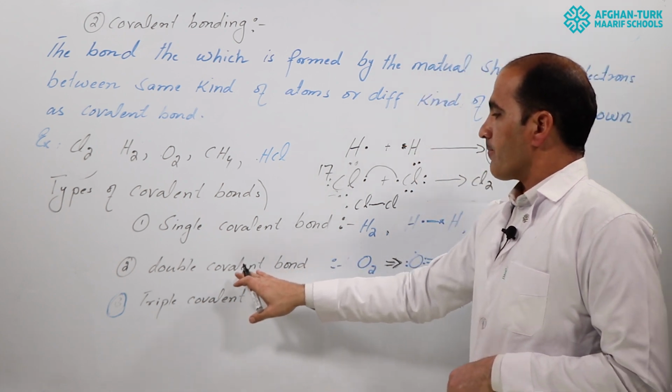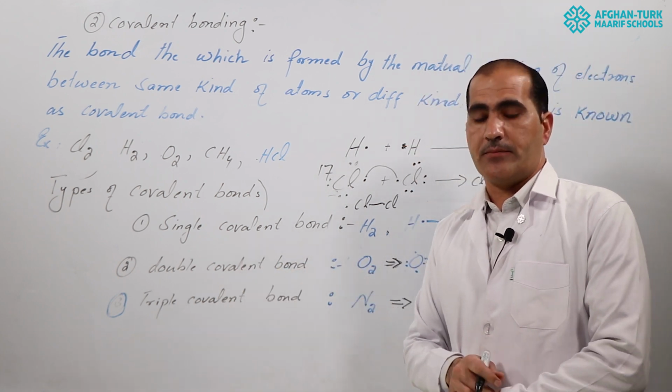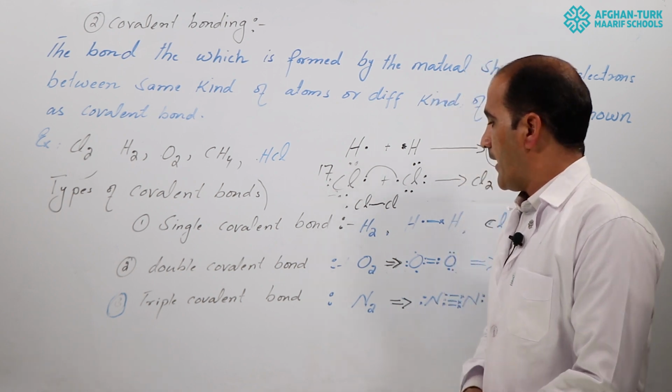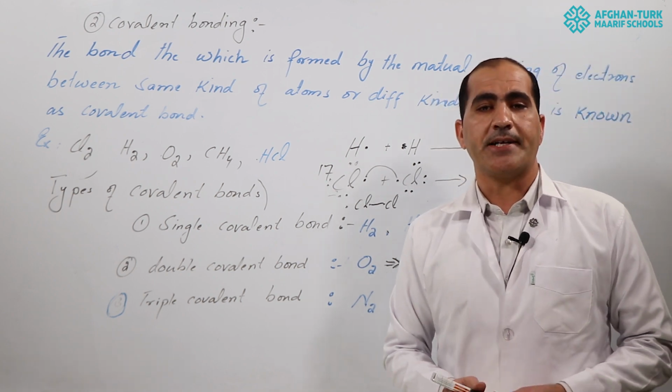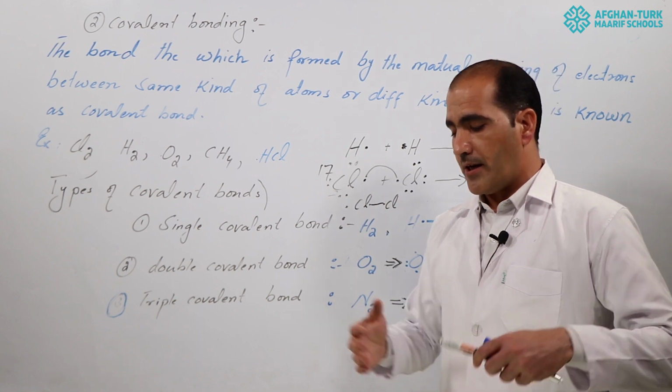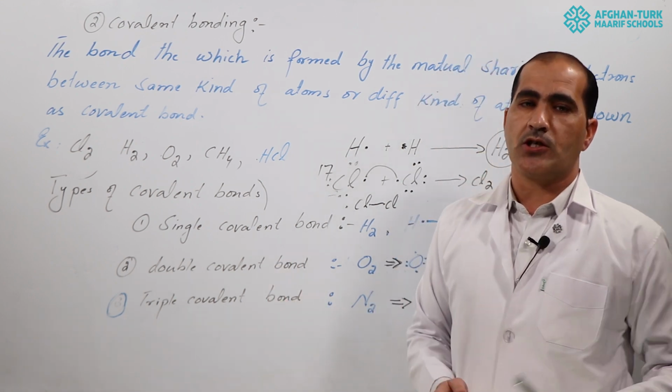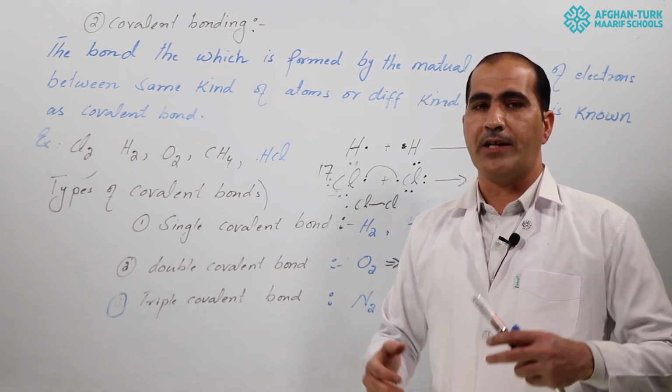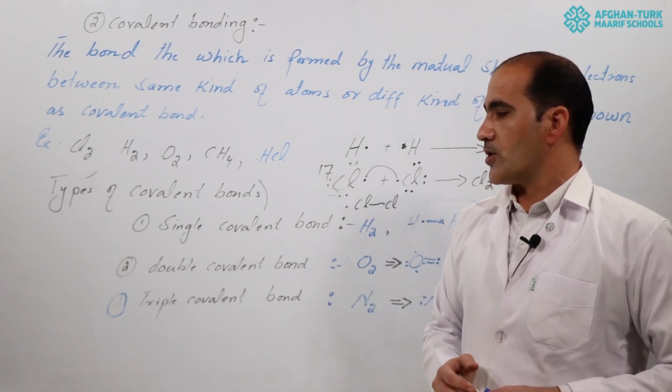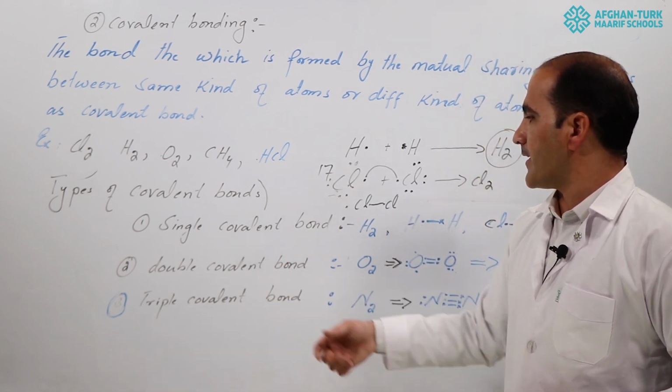The second one is the double covalent bond. What is a double covalent bond? When an atom shares 2 electrons with another atom, or we can say when they share 2 pairs of electrons with each other, we call it a double covalent bond.